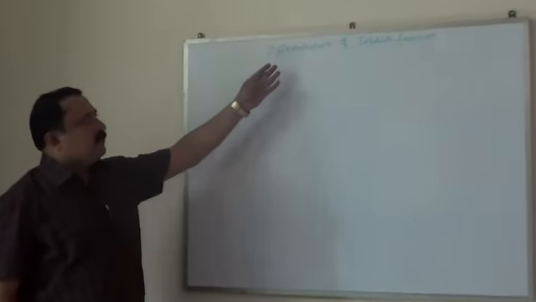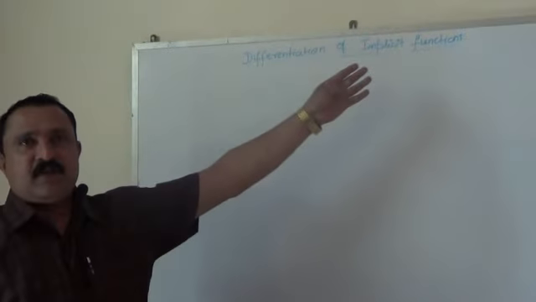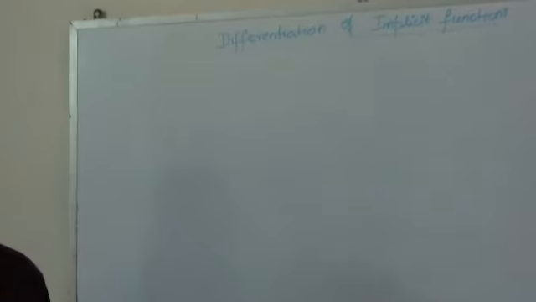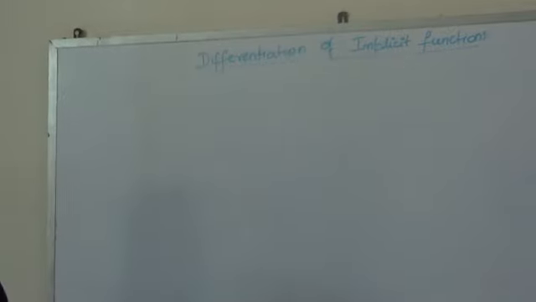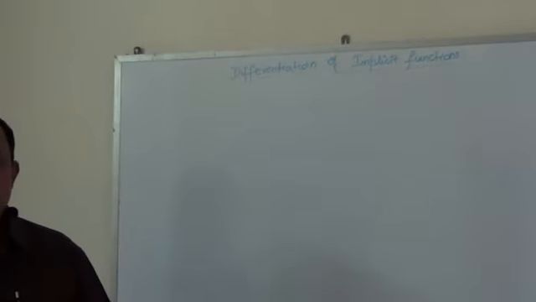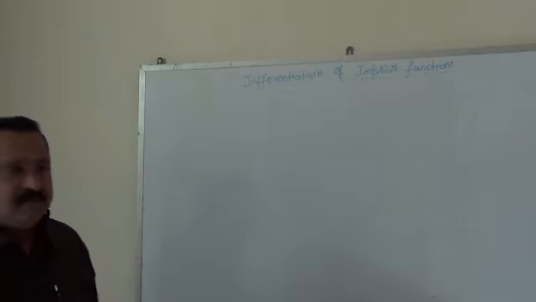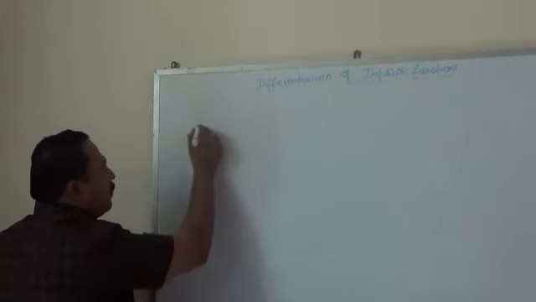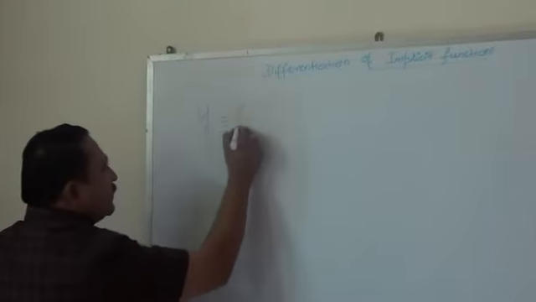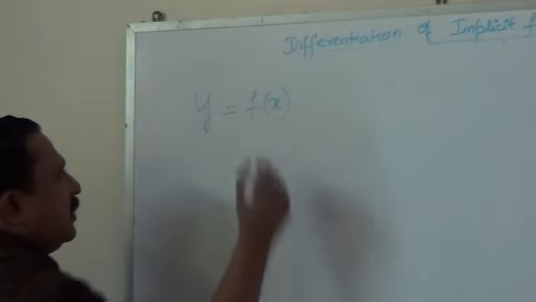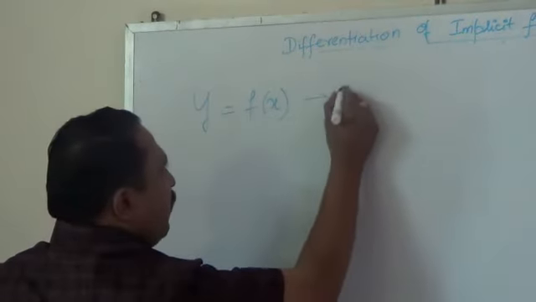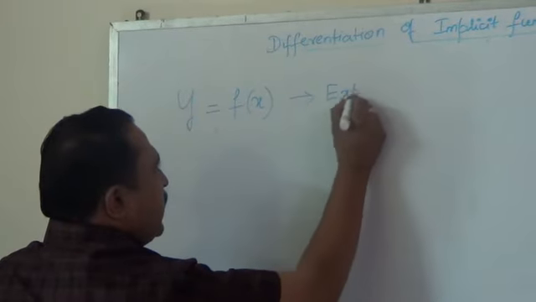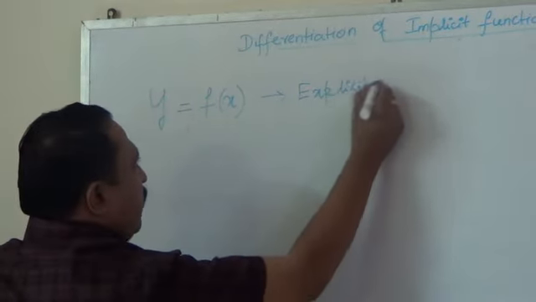In today's class, we shall understand differentiation of implicit functions. So far we have understood the differentiation of explicit functions. You know explicit function? Any function of the form y is equal to f of x is called an explicit function.